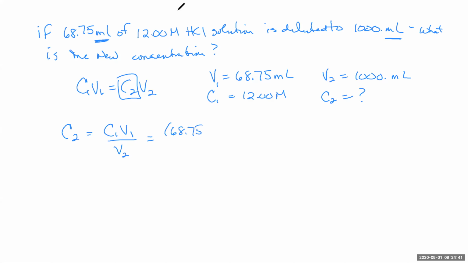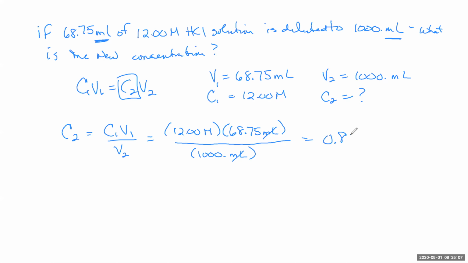So plug in values. My first concentration, 12.00 molar, times my volume, 68.75 milliliters, divided by my second volume, 1,000 milliliters. Notice milliliters cancels, so you don't have to go to liters. What unit will I end up with? Molarity, because I started with molarity. And if I stick to 4 sig figs, I would get 0.8250.